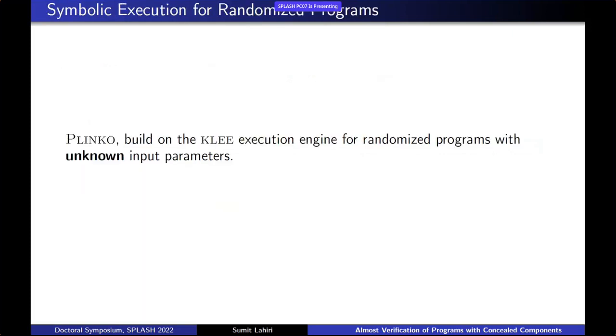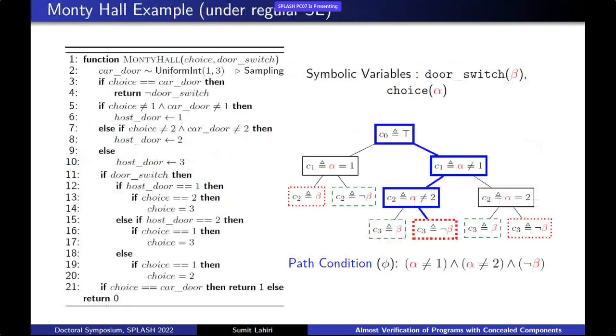So what we did is extend regular symbolic execution to its randomized or probabilistic version, and we built a tool named Inco on top of it. This is an example of Monty Hall. This is a classical example where we have the symbolic execution tree, which looks like this. The blue one encodes the path condition, which I show at the bottom. This is the symbolic execution which would happen in a regular setting.